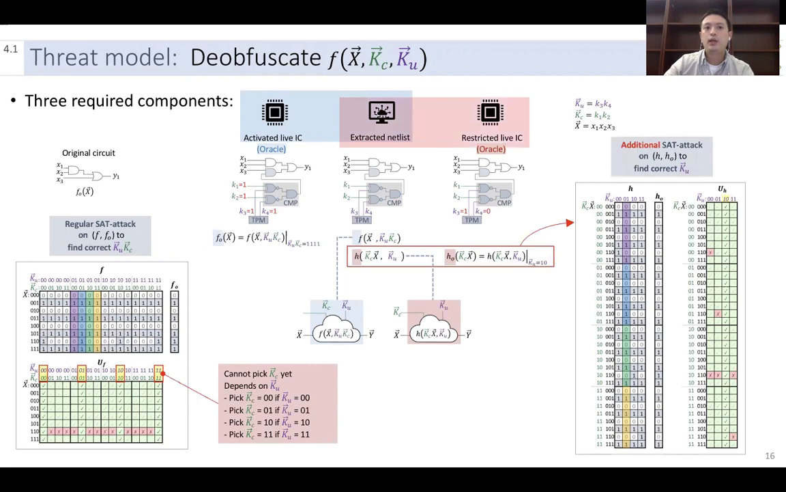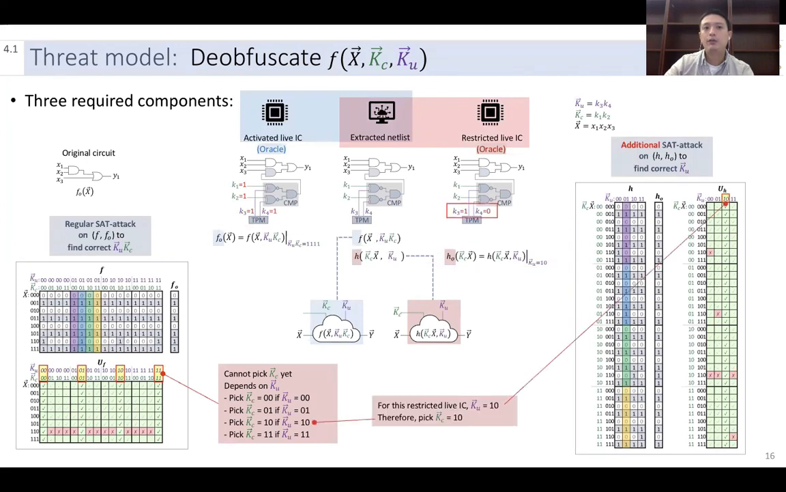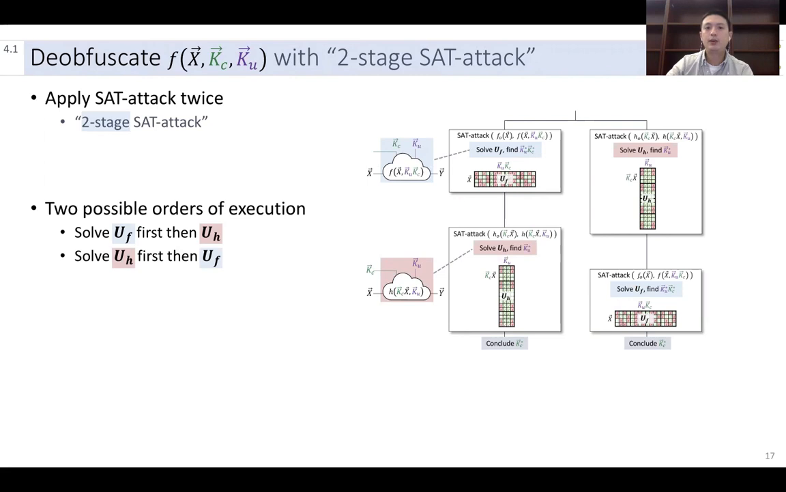The pair H and HO then forms another set attack, which allows us to find the correct KU. After the two set attacks, we now know KU is 1, 0 for this restricted live IC, which allows us to then pick the corresponding KC of matching value. In summary, the attack is to apply set attack twice, thus called two-stage set attack.